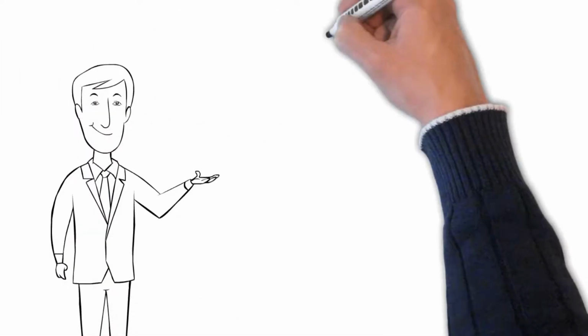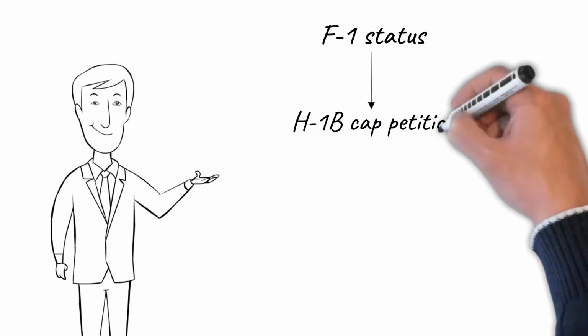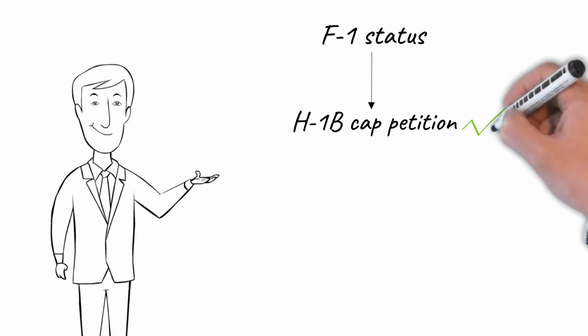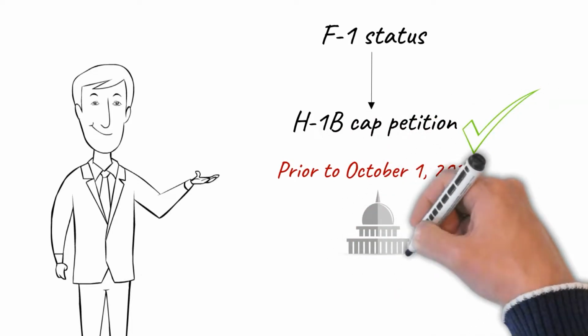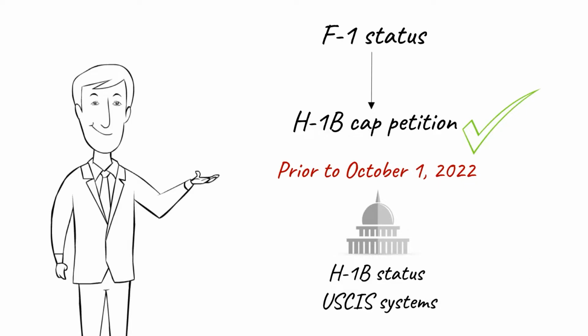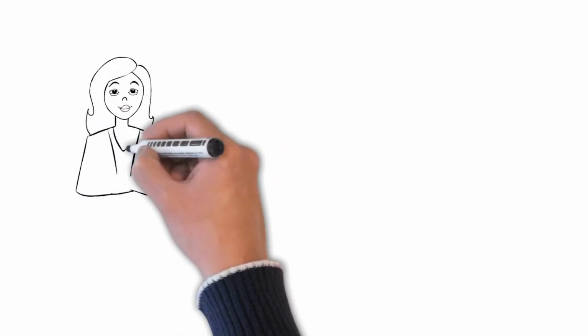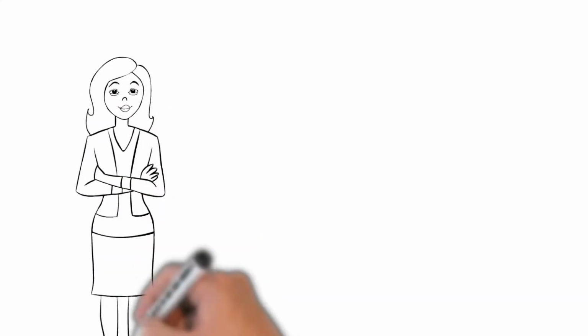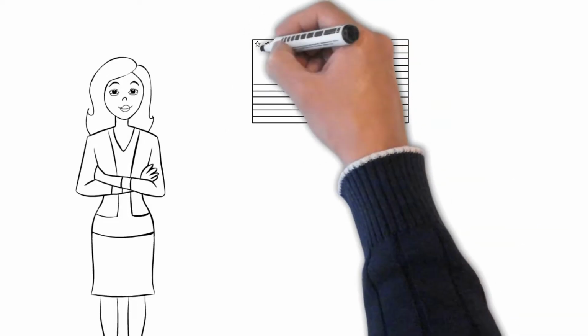Let's say you are in F1 status and your H-1B CAP petition is approved prior to October 1st, 2022. On October 1st, you would automatically have H-1B status in USCIS systems, and you would not need to take any additional action. Change of status is very important for individuals on F1 status who need CAP/GAP work authorization protection. We'll discuss this soon in more detail.